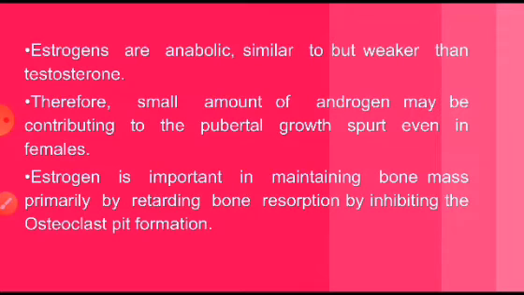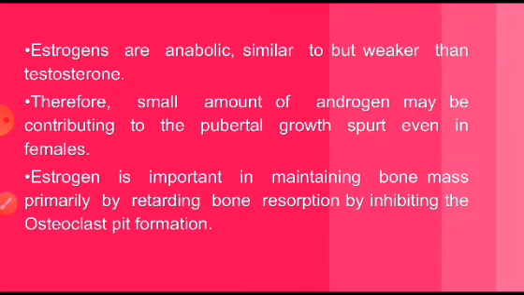Estrogen is important in maintaining bone mass, primarily by retarding bone resorption, by inhibiting the osteoclast pit formation. This is a very important role of estrogen. Sometimes we think that estrogen is used only in the reproductive cycle, but here it is used for bone. It is protective for women against osteoporosis, because it retards bone resorption.